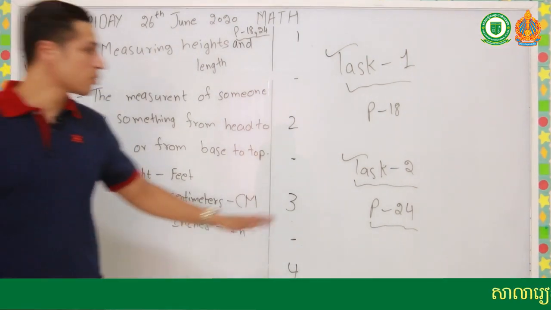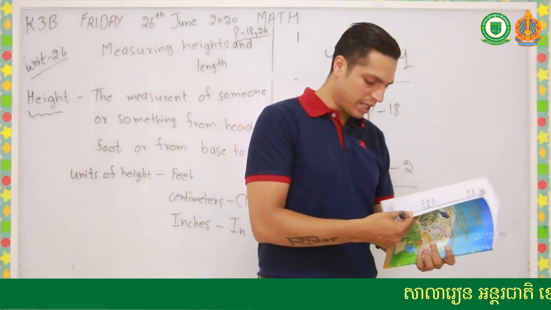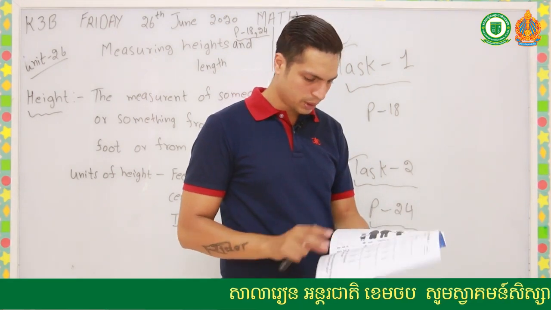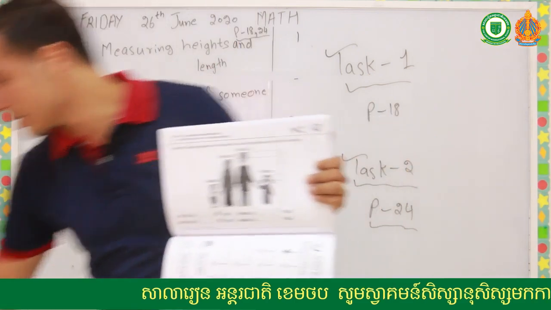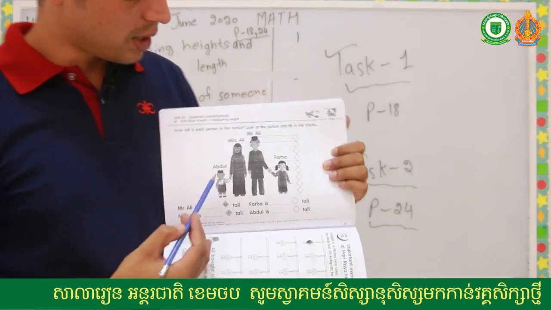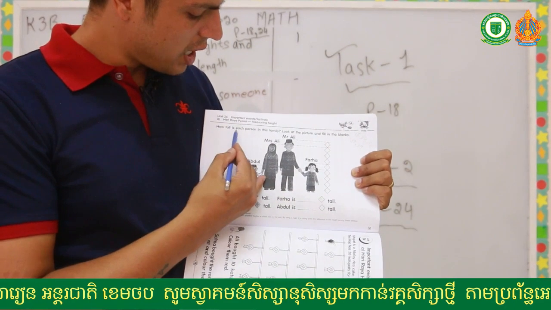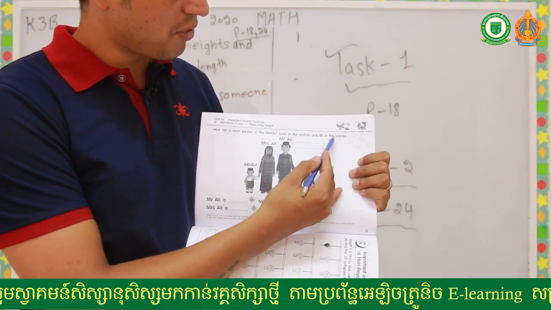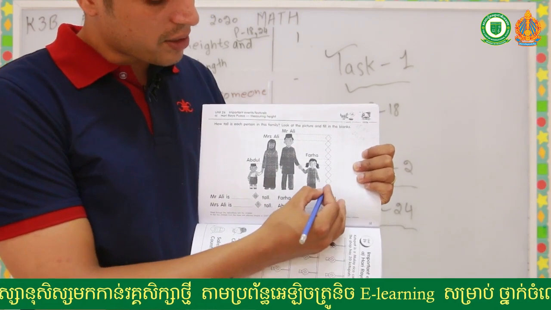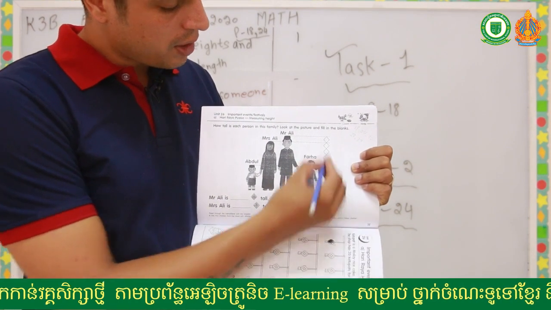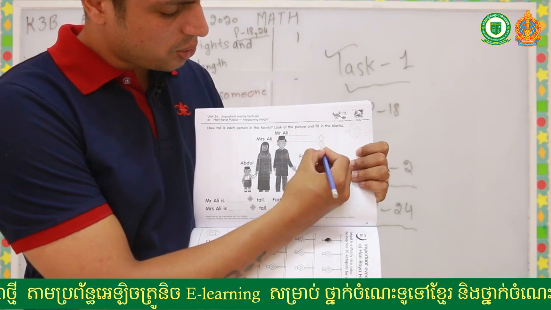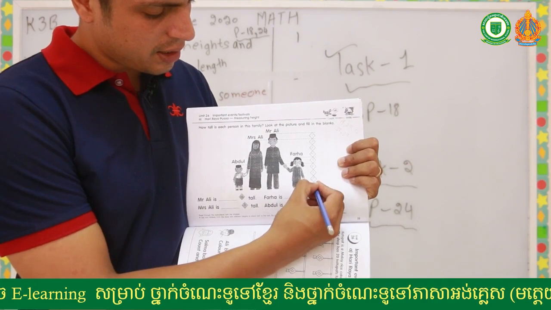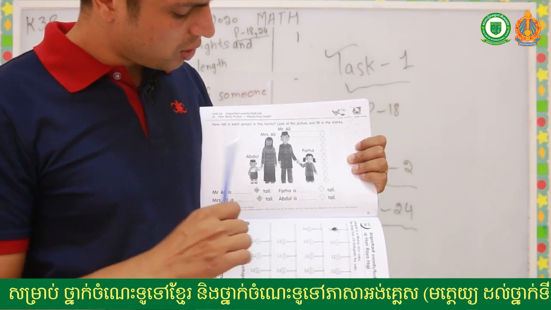Coming on to your task 1, your first task is on page number 18. How tall is each person in this family? Look at the picture and fill in the blanks. So we have diamond shapes now, like 1, 2, 3, 4, 5, 6, 7, 8, 9. So we write down the number 9.